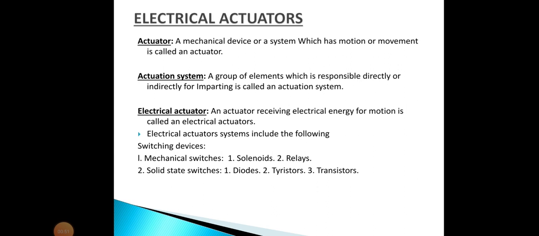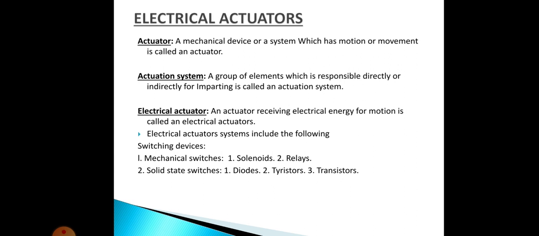Next we will first see what an actuator is. It is nothing but a mechanical device or a system which has motion or movement; anything having motion or movement is called an actuator. Next, system means what? A group of elements which is responsible directly or indirectly for imparting motion or movement is called an actuation system.